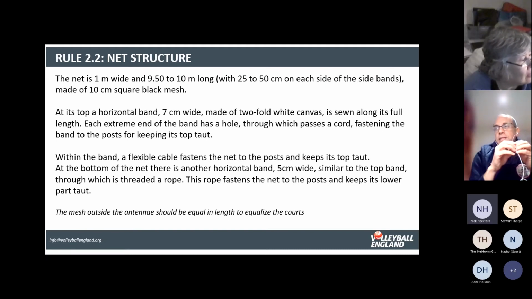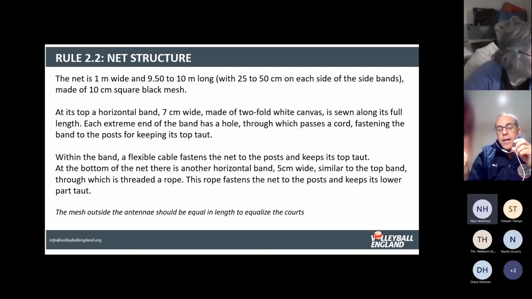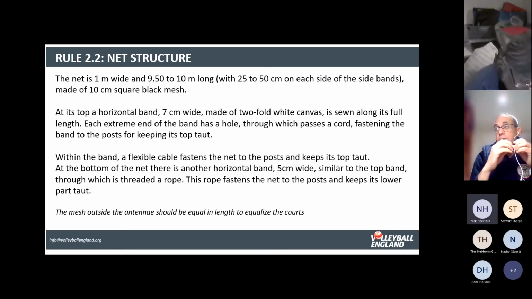The net structure is 1 meter wide, or 1 meter deep, and it's between 9.5 and 10 meters long. And remember that if the posts are 1 meter outside of the playing court, then the two posts are 11 meters apart, and therefore a net of 10 meters should allow you half a meter, 50 centimeters of space between the end of the net and the post at each end for the ropes and the ties. But if the net is only 9.5 meters long, then obviously that space will be 3/4 of a meter.